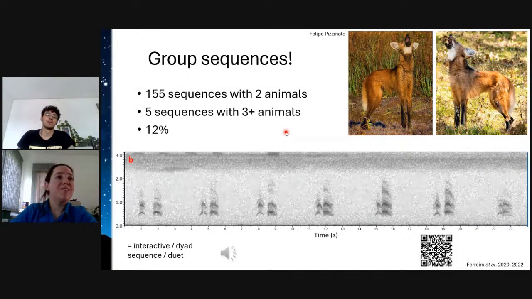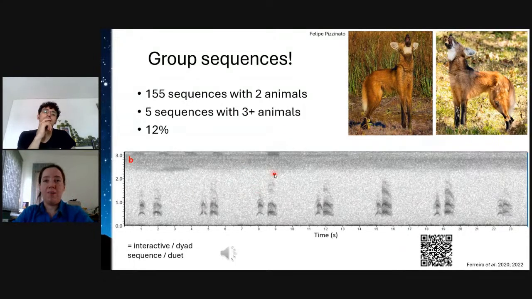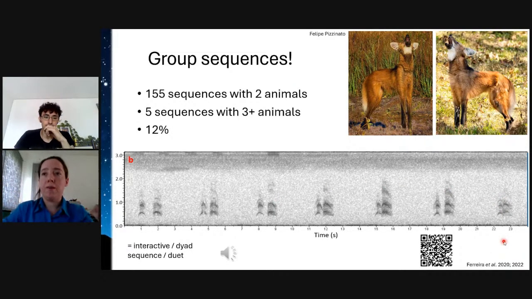As you have guessed, this is a raw bark sequence with two animals. You have this one and this other one that alternates raw barks. You can see that this one has a certain cadence to his vocalization, and the other one here is also very clear that there are two animals in this case.